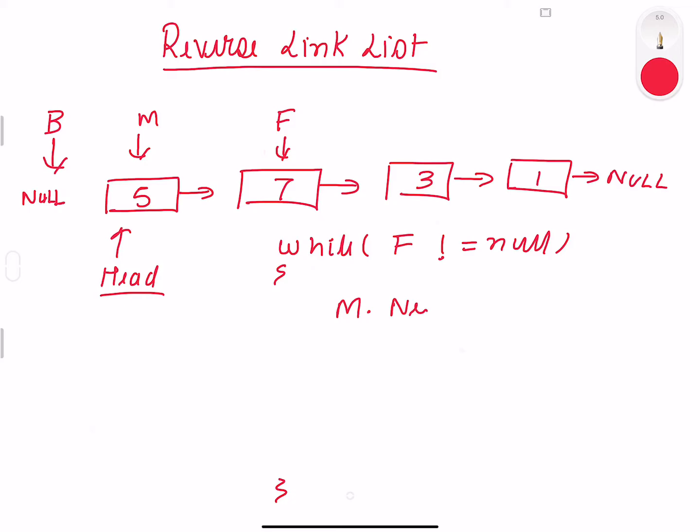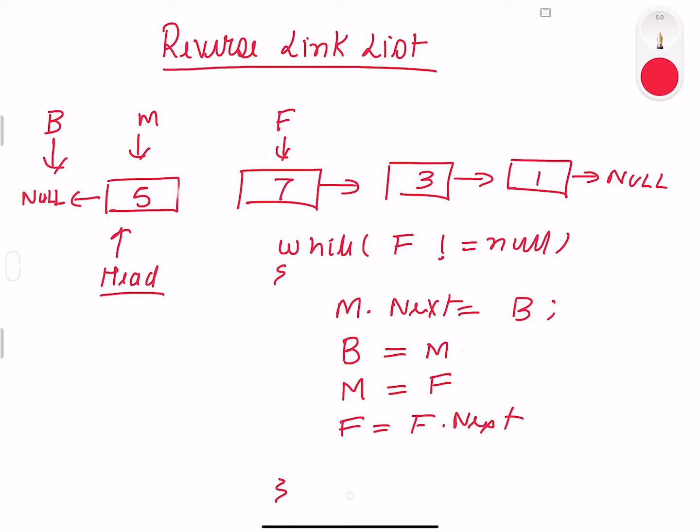While the front is not equal to null, what we will do is move the middle.next to back. So let's do that. Okay, we did that. Next, we move the back to middle. So we'll say back is equal to middle, and then middle is equal to front, and we'll say front is equal to front.next. Okay, so let's do that.